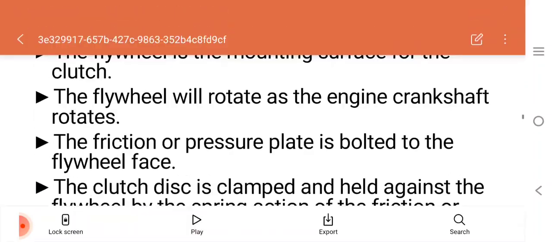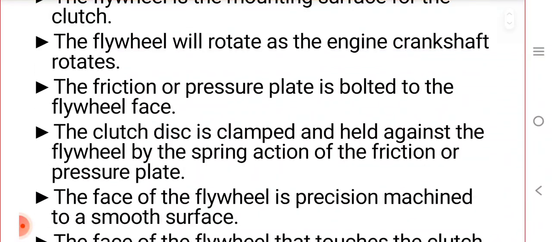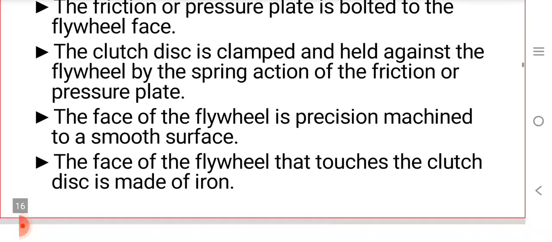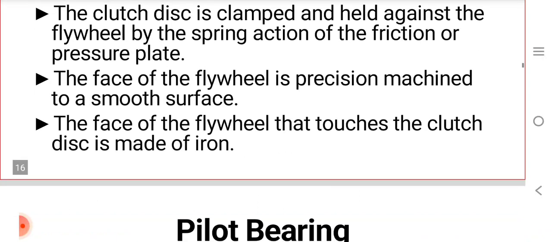The friction or pressure plate is bolted to the flywheel face. The clutch disc is clamped and held against the flywheel by the spring action of the friction or pressure plate. The face of the flywheel is precision machined to a smooth surface. The face of the flywheel that touches the clutch disc is made of iron.